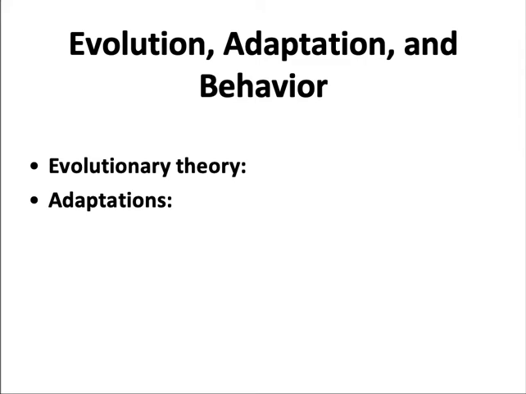In part 2 of chapter 1, we're going to talk about evolution, adaptation, and behavior now. Evolutionary theory is a theory presented by the naturalist Charles Darwin. It views the history of a species in terms of the inherited, adaptive value of physical characteristics, of mental activity, and of behavior.